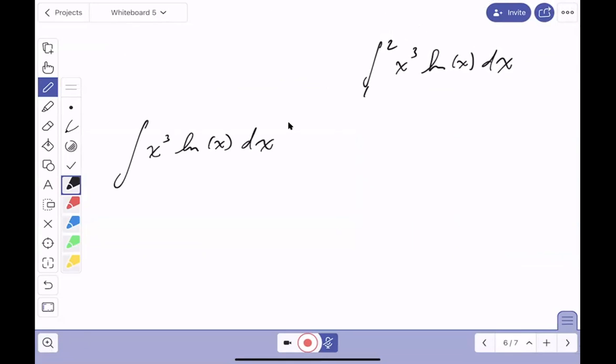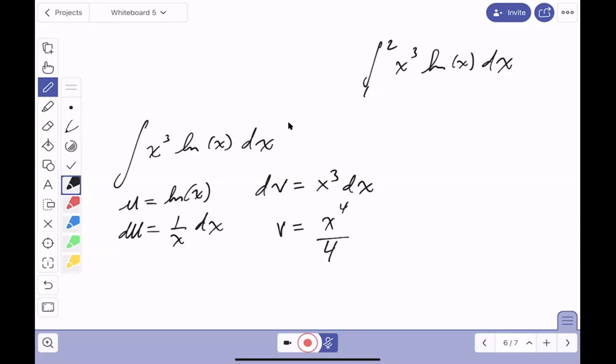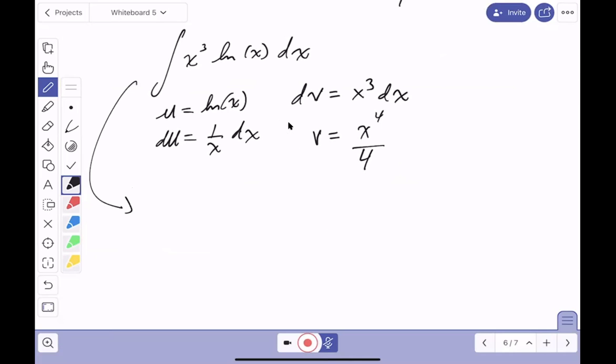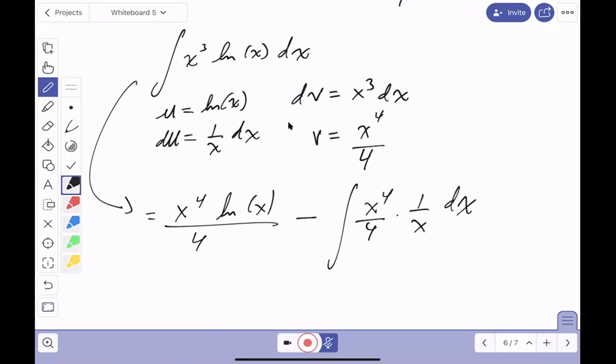Let's write this down. I'm going to say u is natural log of x. And du would equal 1 over x dx. And then I'd say dv is equal to x cubed dx. And that means v would equal x to the 4th over 4. Let's see if that helps me at all. Put this over here. So this would equal x to the 4th over 4 ln x minus the v, which would be x to the 4th over 4 times the du, which would be 1 over x dx.